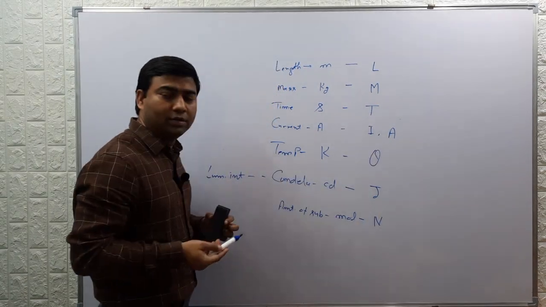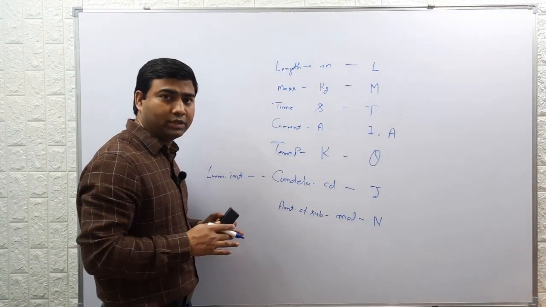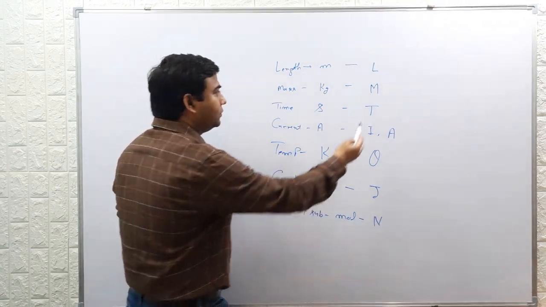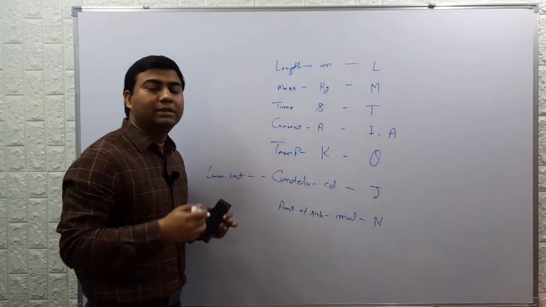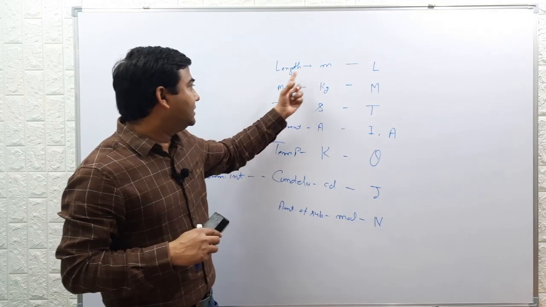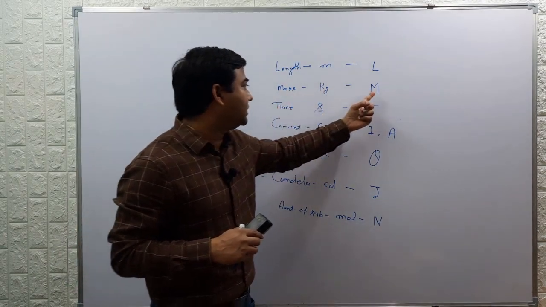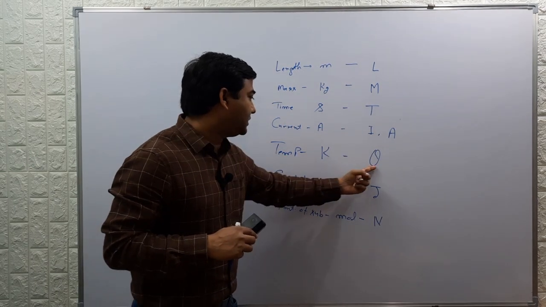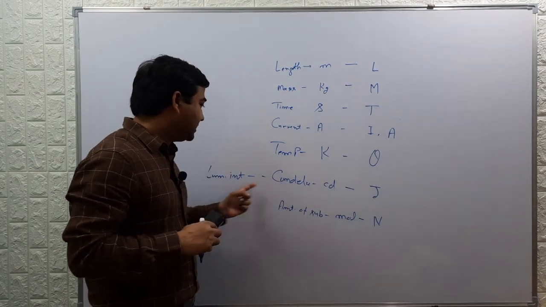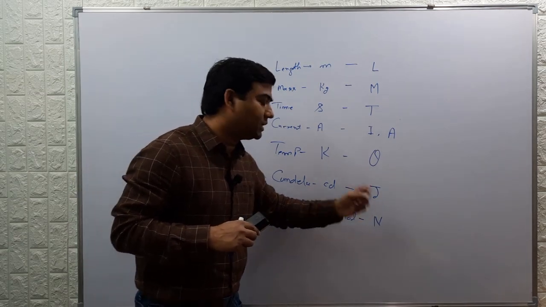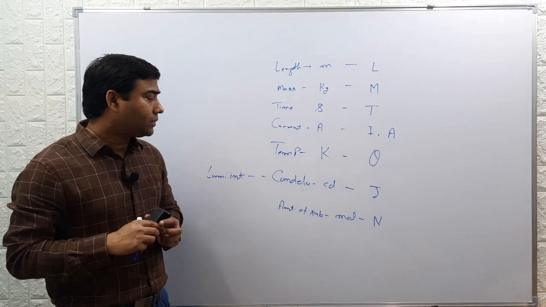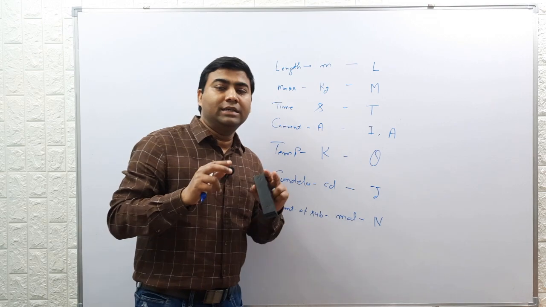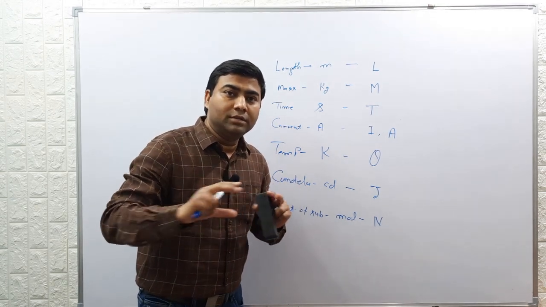For dimensional formula, when we write the dimensional formula of any physical quantity, we just replace the symbols of units with these standard symbols of dimensions. Length is represented by L, mass by M, time by T, current by I or A, temperature by theta, luminous intensity, that is candela, by J, and amount of substance, that is mole, by N. So the basic purpose of dimensional formula is to standardize the representation of units.